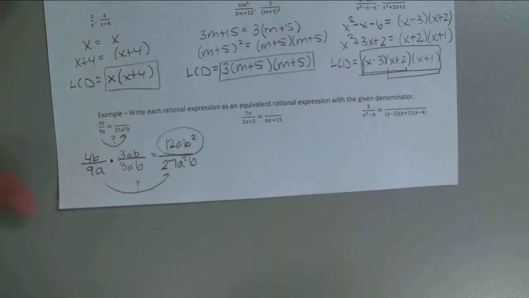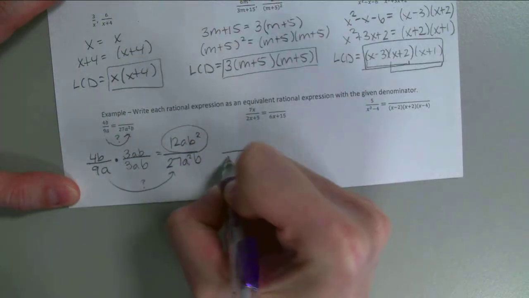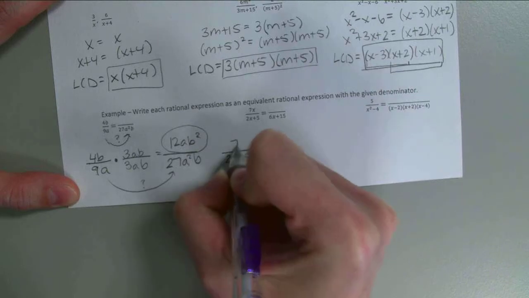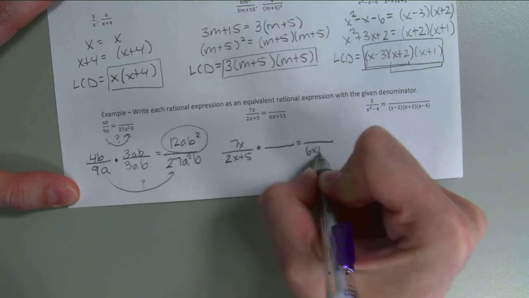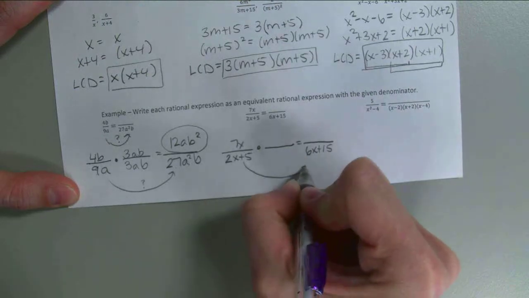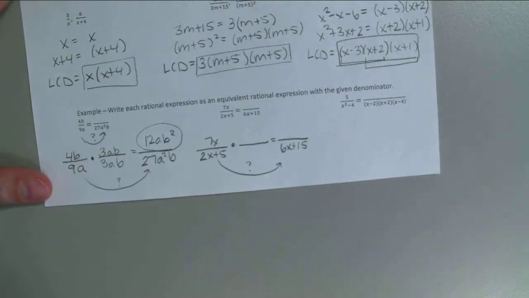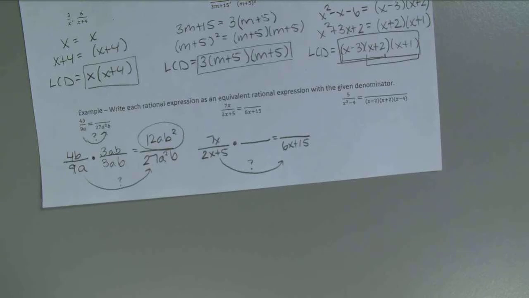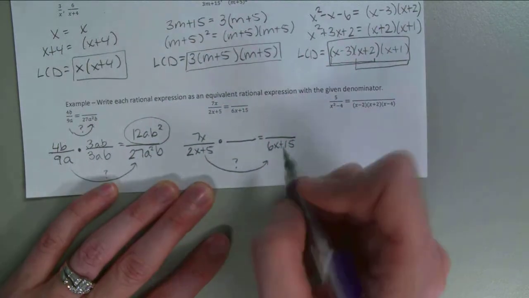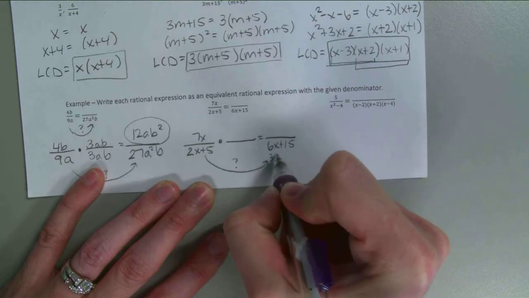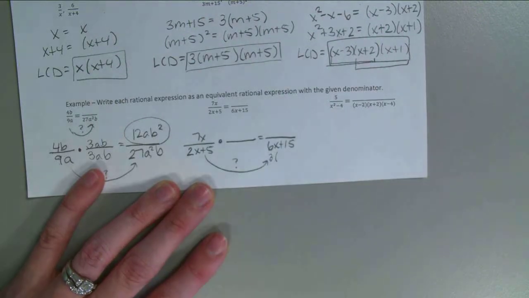So this is going to be the same idea. We have 2x plus 5 and 7x multiplied by something gives us 6x plus 15. And sometimes it's not as obvious as that one we just did. So I always say, if you can, factor as much as possible. 2x plus 5 doesn't factor, but what can you factor out of 6x plus 15? You can factor out a 3, which will leave you with a 2, right?